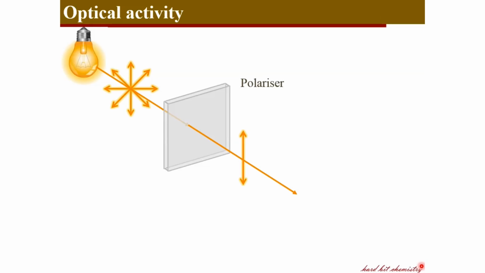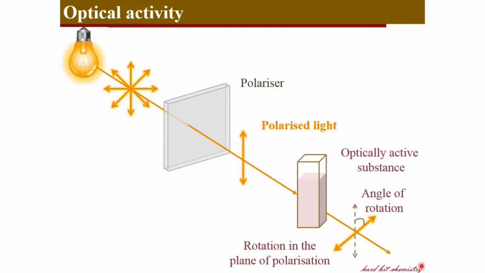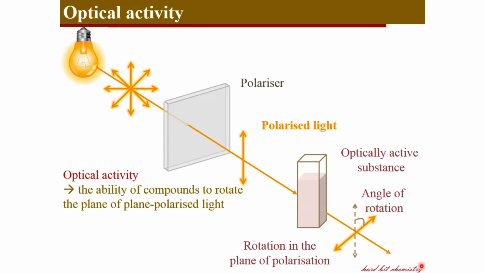And now this plane polarized light, if you pass it through an optically active substance, you can see there the substance can rotate the plane of polarization through a certain angle. And such substances are therefore called optically active substances because they can rotate the plane of plane polarized light through certain angles. Optical activity is the ability of compounds to rotate the plane of plane polarized light, and the isomers with different optical activity are called optical isomers. That is, they possess the same molecular formula and structural formula, the same connectivity, but their optical activity is different.